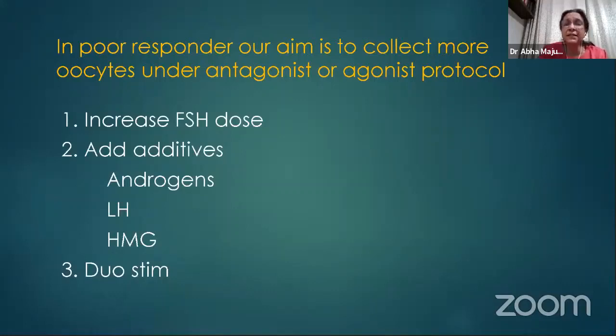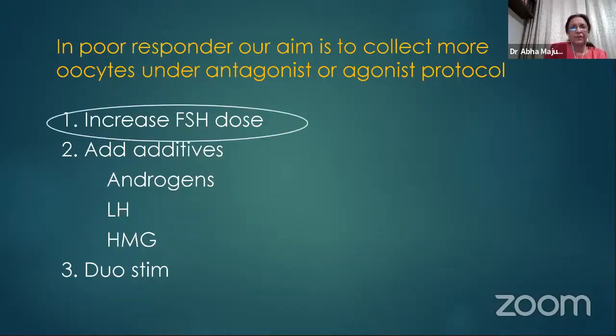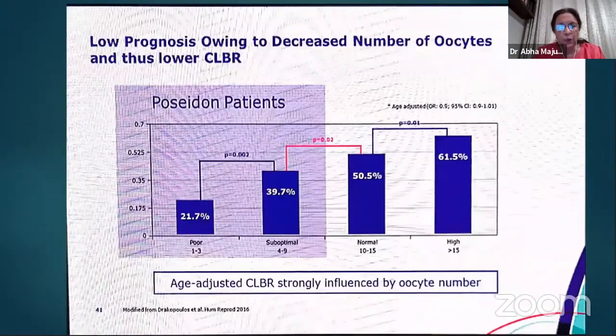Duostim is an excellent strategy to increase the number of oocytes in a given period of time. So we'll go one by one on each of them. Increased FSH dose, and we know that low prognosis owing to decreased number of oocytes and thus lower clinical live birth rate is very, very obvious. When you see oocytes 1 to 3, the live birth rate is only 21. We don't regard age here at all.